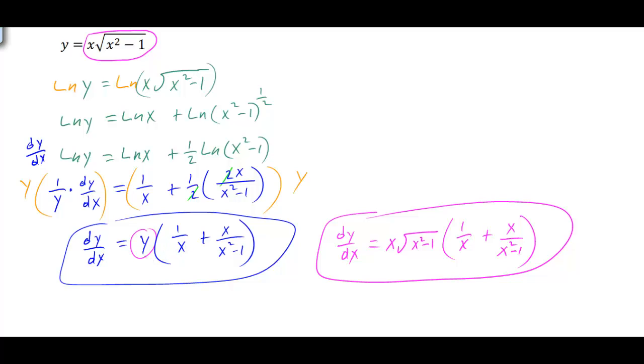Now at this point here, we could come up with a common denominator, we could distribute the x times the square root of x squared minus 1. We could multiply that through, get a common denominator, combine things together. So you could do that if you wish. At this point, I'm just going to leave this as our answer.